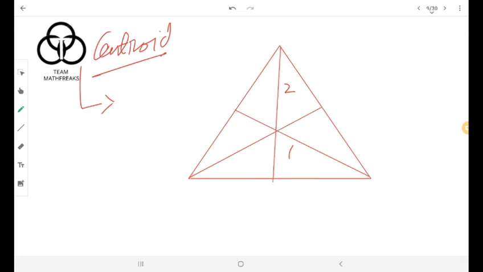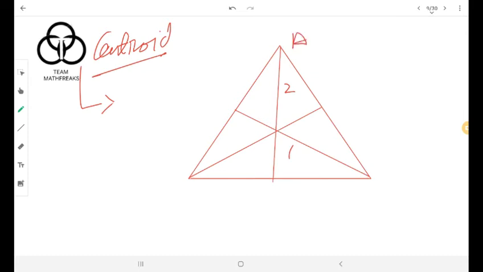I'm just giving you a hint how you can prove this. Some teachers show the proof by drawing a parallelogram. Okay, this is also correct. I'm not saying that this is not correct. But there are different proofs available for this. My proof is simple.